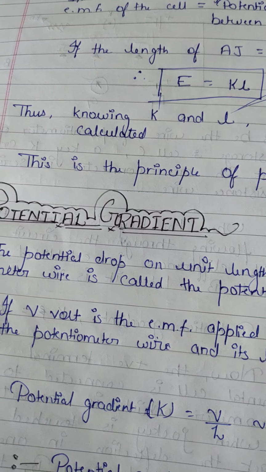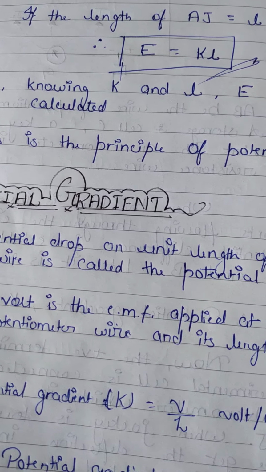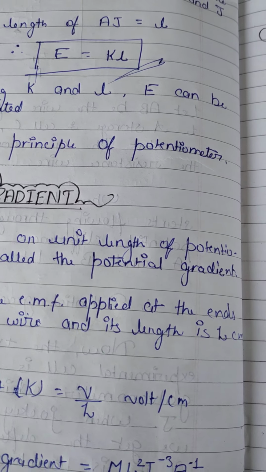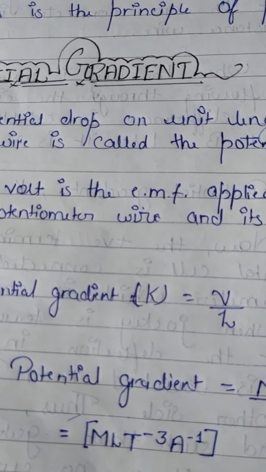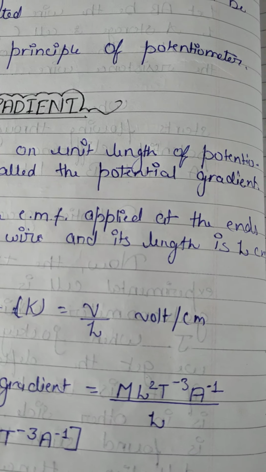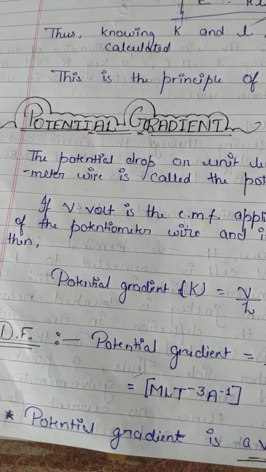Potential gradient: the potential drop per unit length of the potentiometer wire is called the potential gradient. It is denoted by K equals V upon L. SI unit: volt per meter or volt per centimeter. Dimensional formula of V is M L² T⁻³ A⁻¹. Dimensional formula of K simplifies to M L T⁻³ A⁻¹. Potential gradient is a vector quantity.